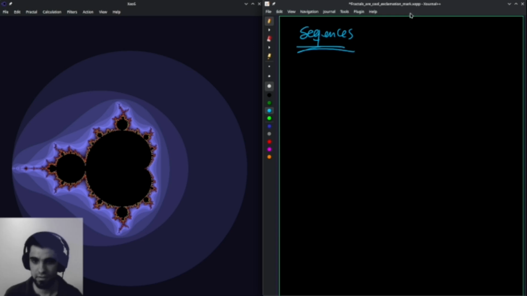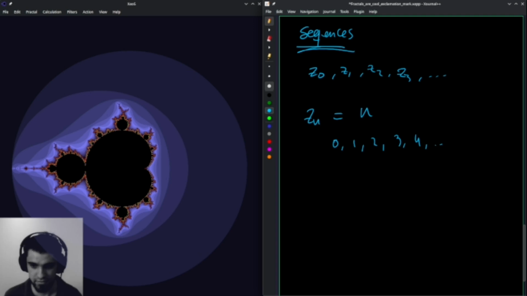So a sequence is just a number followed by another, followed by another, which I'm going to call z0, z1, z2, z3, and so on. Some sequences we can define like, I don't know, zn is equal to n. So that would be 0, 1, 2, 3, 4, and so on. But some sequences we can define based on the previous element. So we can define zn is equal to zn-1, the previous number, plus 1, for example. This does give us the same exact sequence if z0 is equal to 0, right?